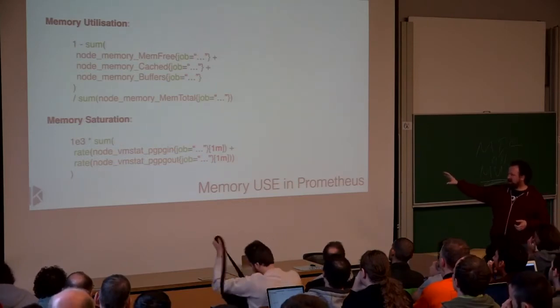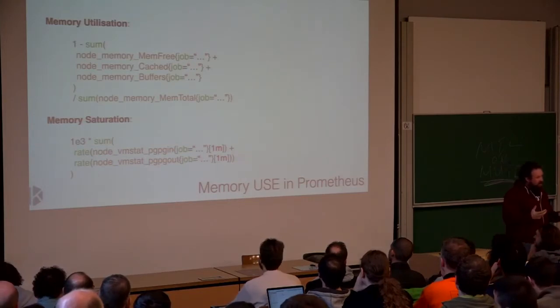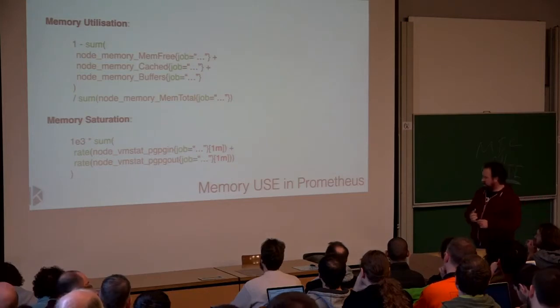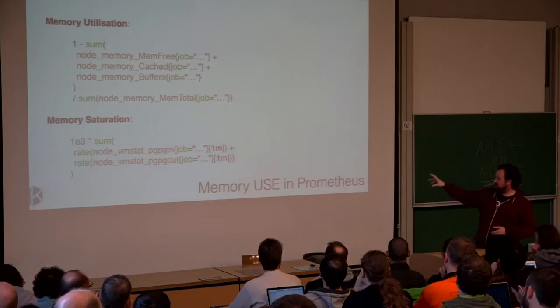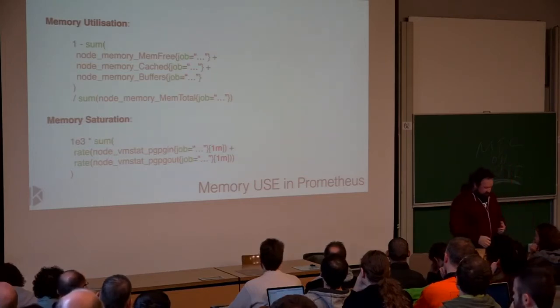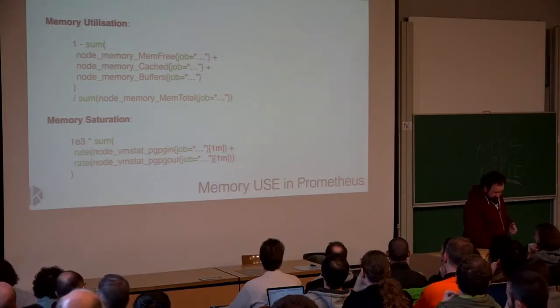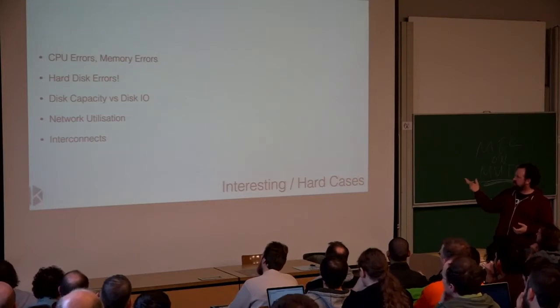Brendan's USE method page suggests maybe use your paging rate. A really high rate of paging in and out means you've got a lot of contention for your memory. This is particularly troublesome because it doesn't have a unit. You can't think, what is 100% paging? And again, no errors. And then the list goes on, and there are some really hard cases, like we've talked about CPU errors and memory errors.